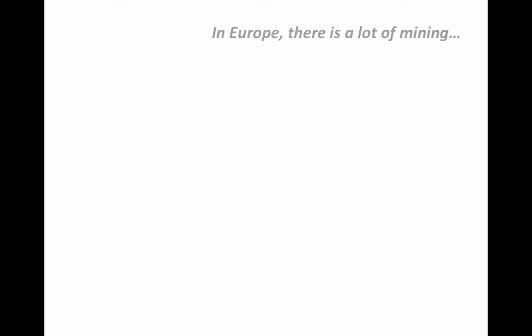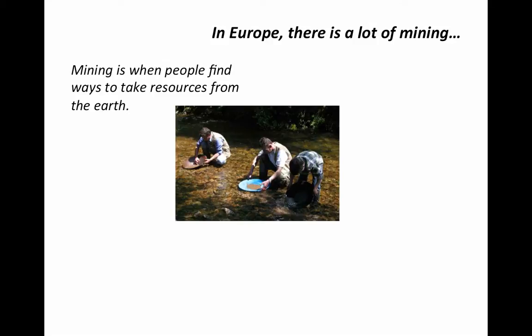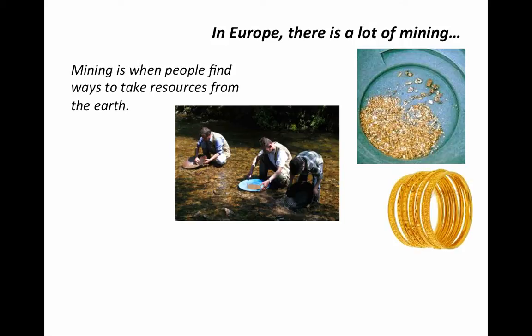Here's what happened. In Europe, there's a lot of mining. Mining is when people find ways to take resources from the earth. Here you can see people mining for gold. They use these pans and sort through the different rocks, hoping to find pieces of gold, like this. This is something they do in Romania. In the rivers, they search for this precious metal. This is how we get gold to make our jewelry.